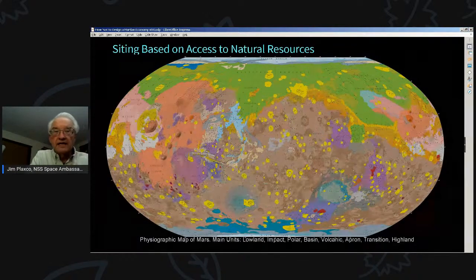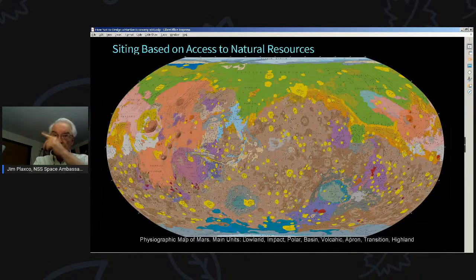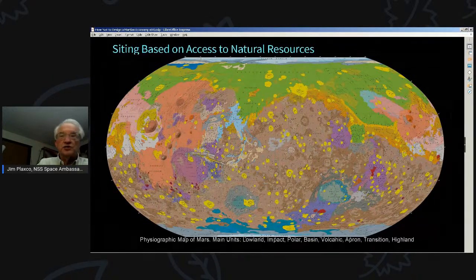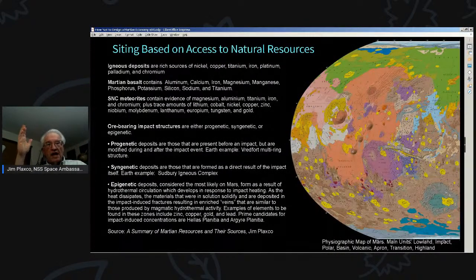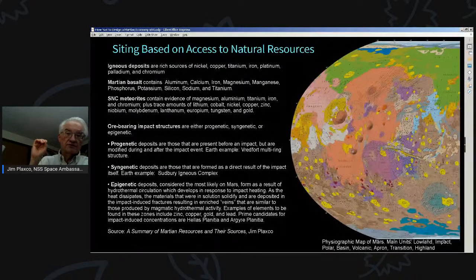Now, given the need to live off the land, it makes sense to site population centers near the best sources of the resources we're going to need. As you can see from this physiographic map of Mars, Mars has a lot of geological diversity, and that's a good thing because different geological processes result in the concentrations of various minerals and elements. So a key driver when it comes to siting habitats and mining centers is going to be the location of the enriched deposits that those civilizations will need to have mined in order to support their presence there. Because remember, they've got to minimize their dependence on Earth and maximize their independence from Earth.